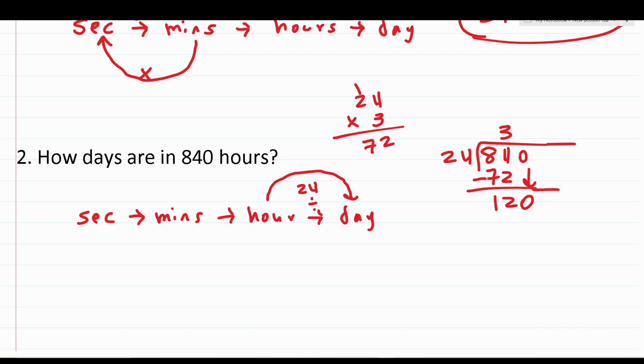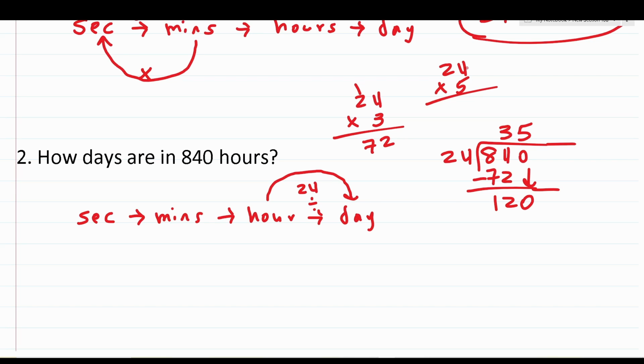Question is this: how many times does 24 go into 120 without going over? Again, let's try to estimate this. 24 times 6 would be, or 20 times 6 would be exactly 120. So I'm going to say this is going to have to be 5 times. Let's work that off to the side.